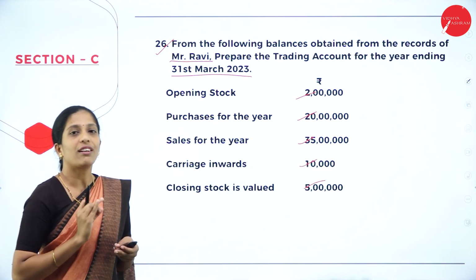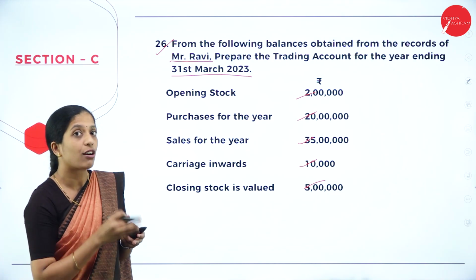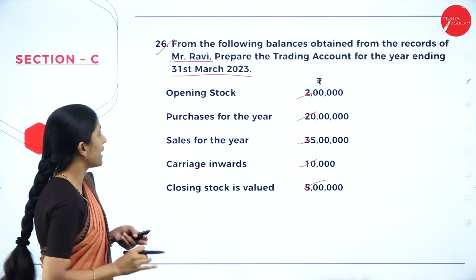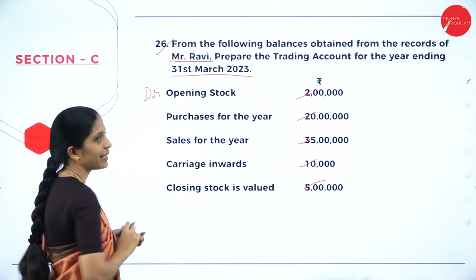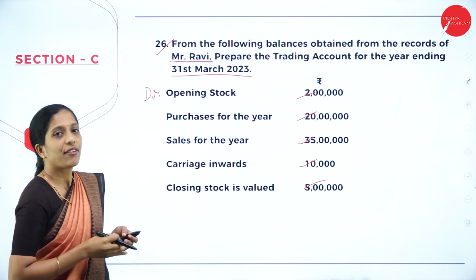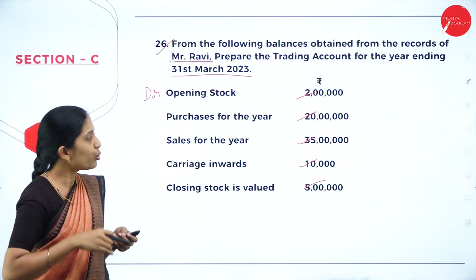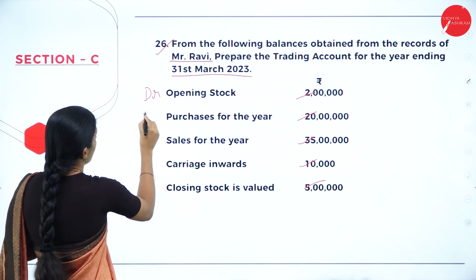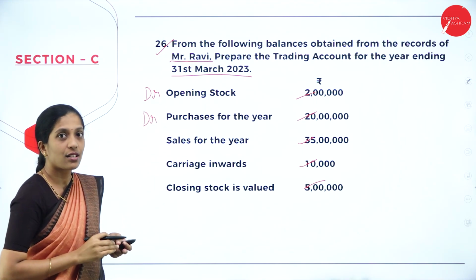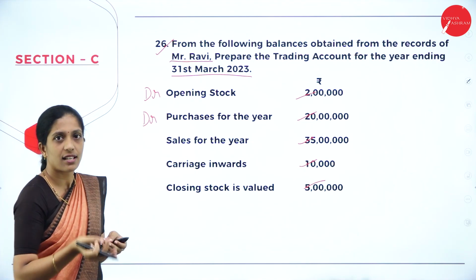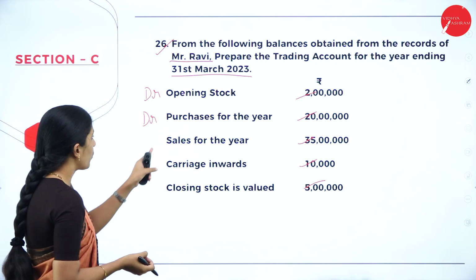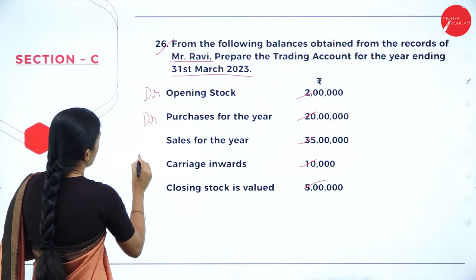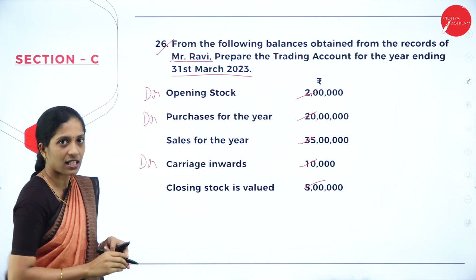So, you know the format of your trading account. What do we record in your debit side? To opening stock. So, you will start with opening stock. So, this has to be recorded in the debit side. Next, after that, to purchases. So, purchases in the debit side. Next, whether they have given returns, less returns, they have not given. Then, to direct expenses. So, what do we have as direct expenses here? Carriage inward is direct expense.